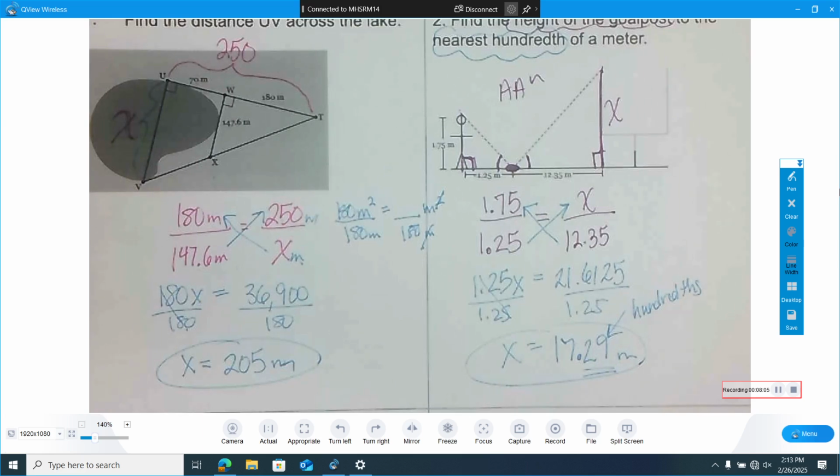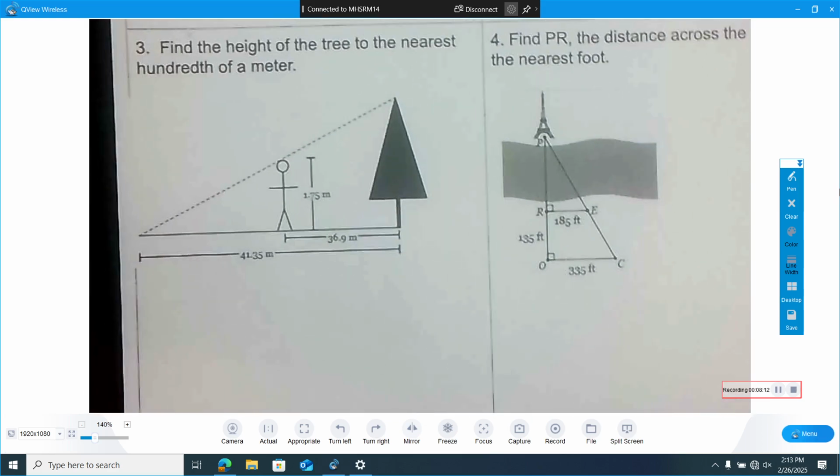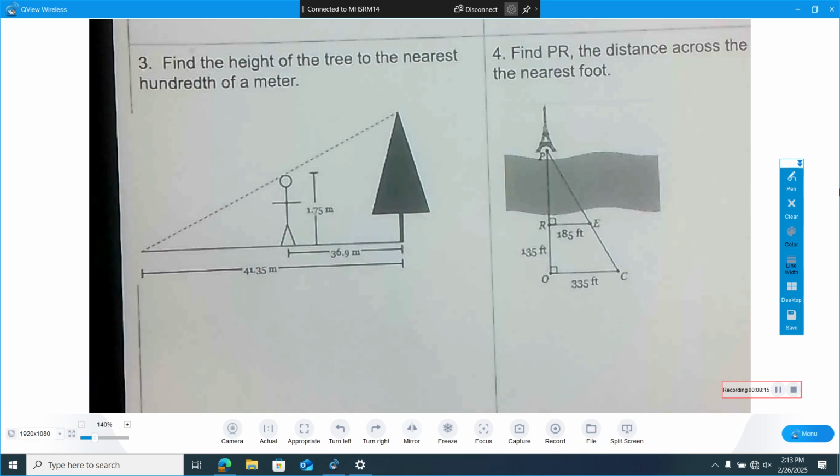All right, questions on either of those? Okay. Doing lots of cross multiplying, aren't we? Yeah. All right, number 3.